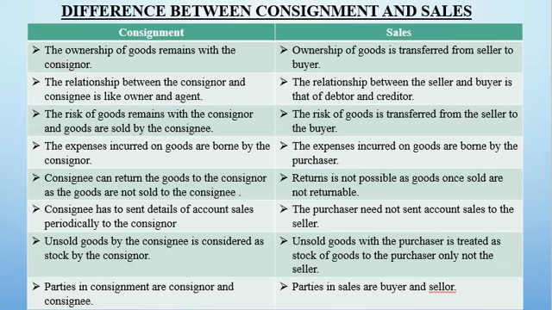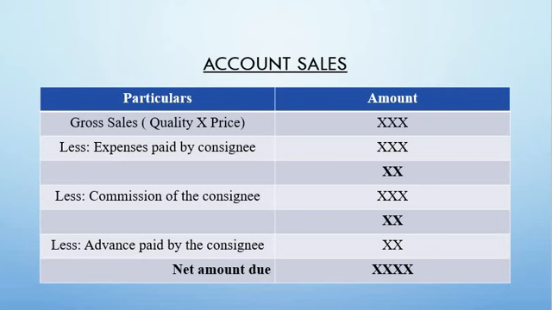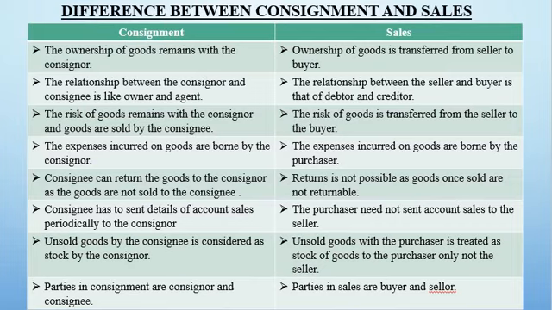In the previous class we were dealing with how the consignee prepares the account sales. So this was the format that we dealt with. Now in today's class we'll be dealing with the difference between consignment and sales. Even in consignment we are selling the goods, and in case of sales also we sell the goods. So there has to be some difference between consignment and sales, isn't it?